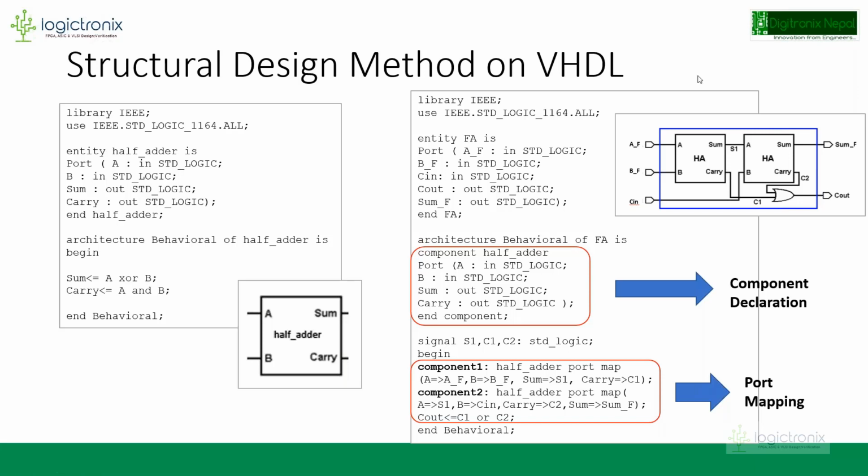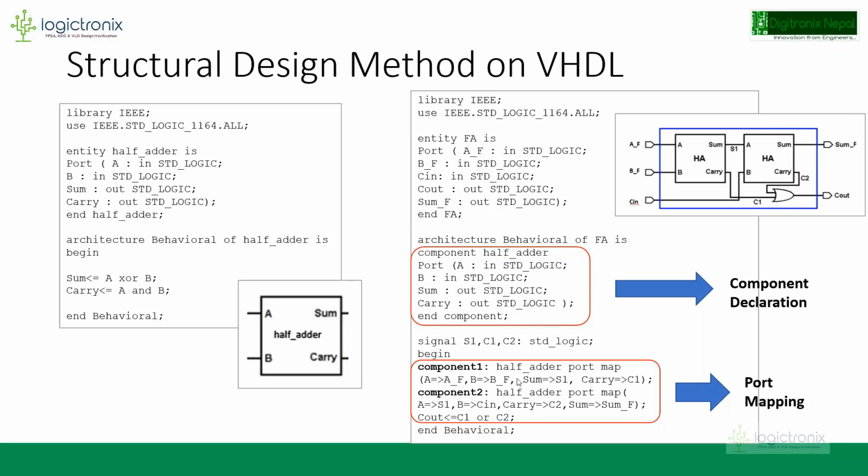So we can see the figure here. Half adder A is connected with AF, B is connected with BF, and as usual, sum is connected with S1. S1 is actually a signal. A signal is like temporary storage or connecting wires. So we have defined the signals S1, C1, C2 with the standard logic data type. This is the way we connected the port mapping, and our carry is connected to C1.